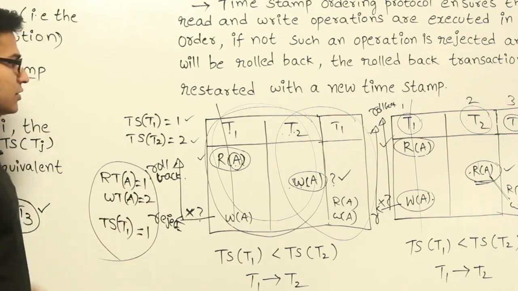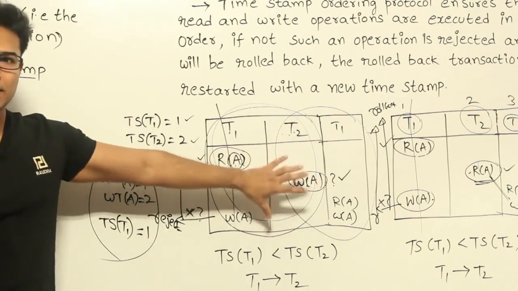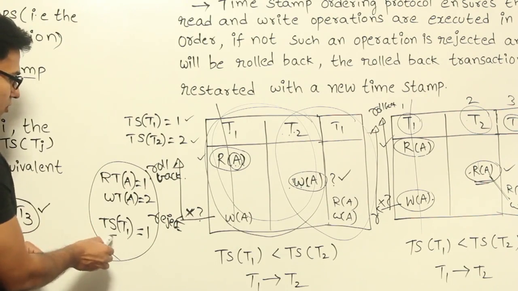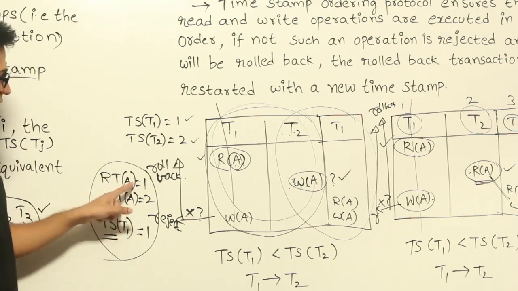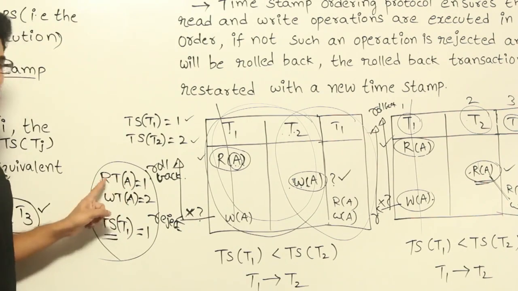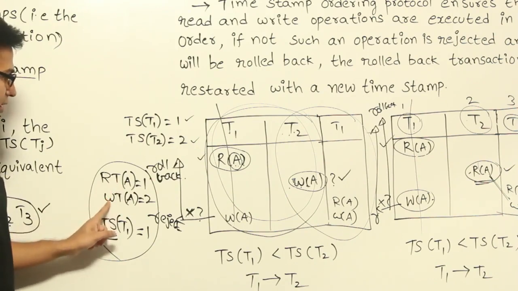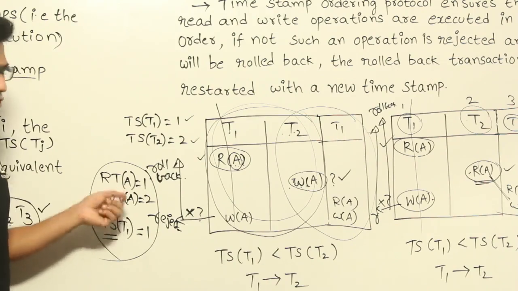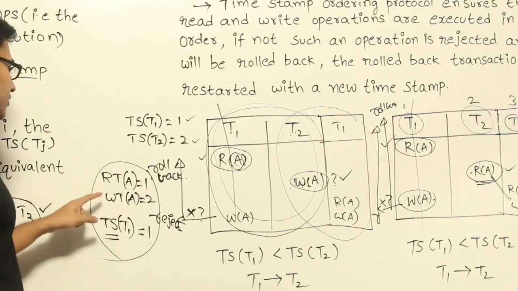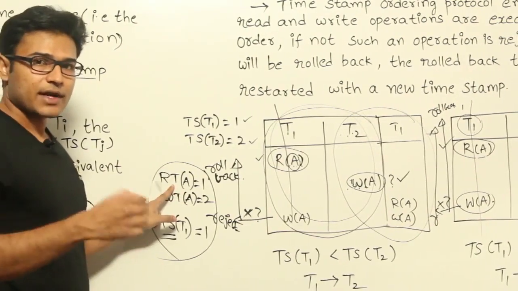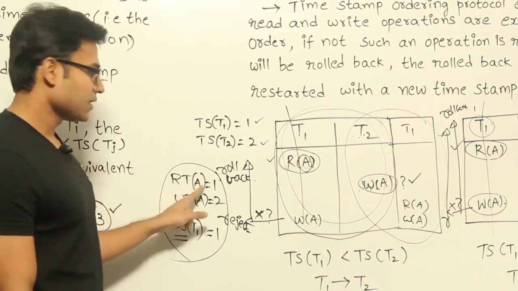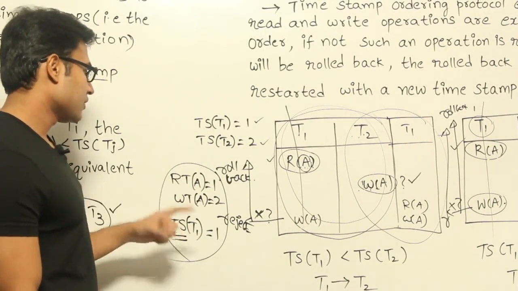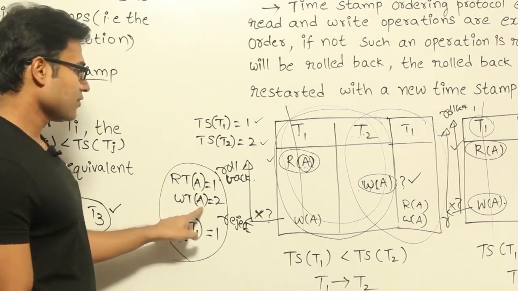While coming to the implementation, for every transaction we are going to maintain 1 timestamp, and for every data item in the database we are going to maintain 2 timestamps. One is called the read timestamp, the other is called the write timestamp. The read timestamp maintains the timestamp of the largest transaction that has read the value of A, and the write timestamp maintains the timestamp of the largest transaction that has written the value of A.